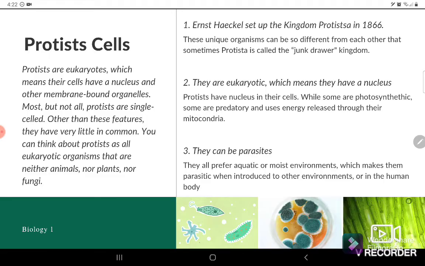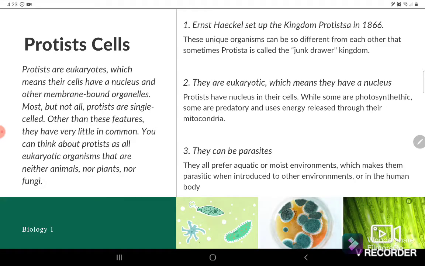So we have here the three main points or main ideas that will help us understand more of the Protist cells. Number one, Ernst Haeckel set up the kingdom Protista in 1866. It was Haeckel who created this category to place the different organisms that have very few common characteristics with one another, and they do not satisfy the complete characteristics of the other cell types, the plant, animal, and fungi cells.